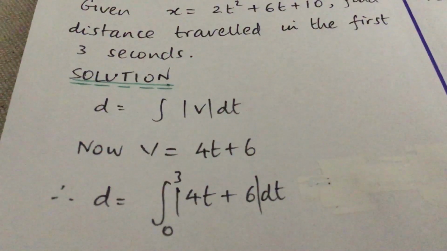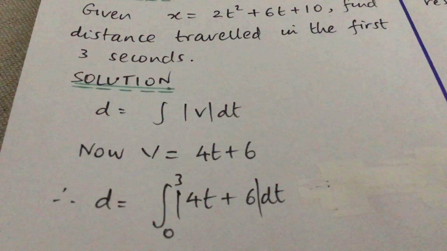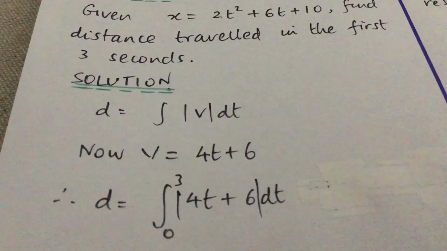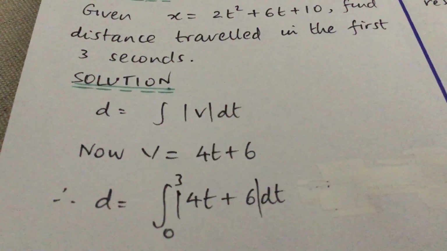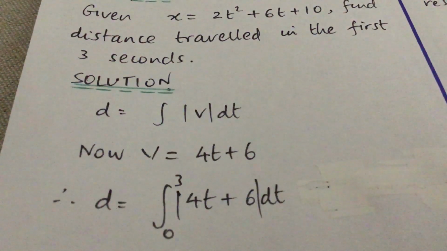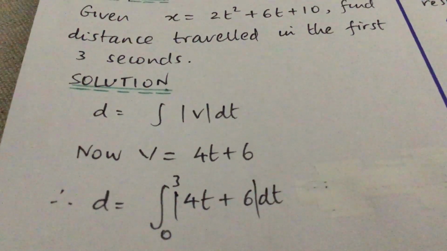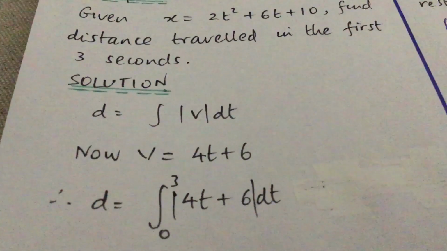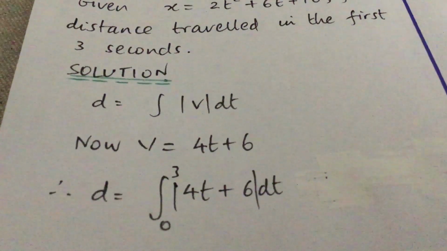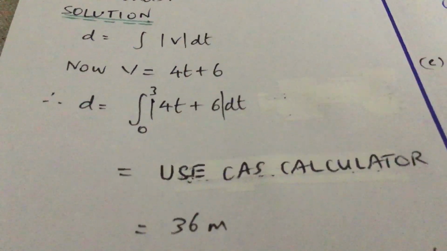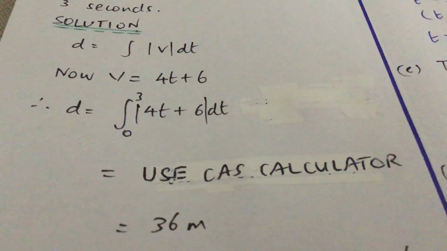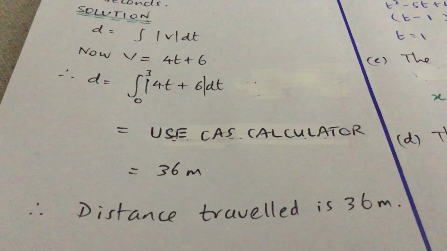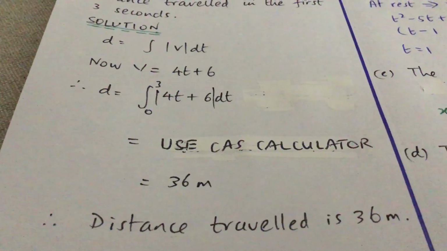So type this in your ClassPad exactly the way it looks. d equals the integral from 0 to 3 because it's distance travelled in the first 3 seconds. So the limits will be between 0 and 3. Magnitude of 4t plus 6, and then use your ClassPad, and the answer will be 36 meters. Hence distance travelled is 36 meters.